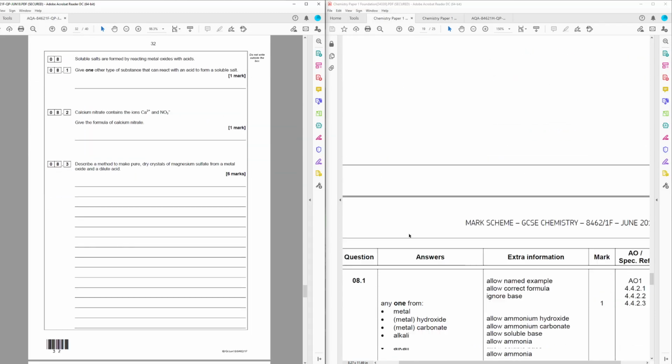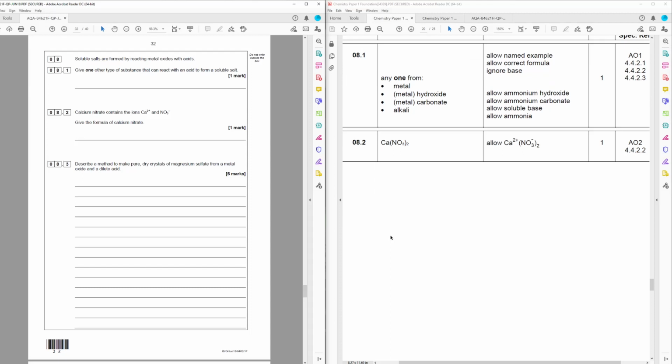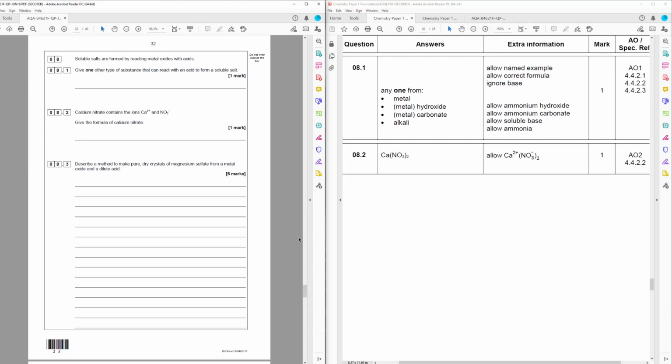And you did this one here, number 8. So give one other type of substance that can be reacted with an acid to form a soluble salt. So it says at the top, soluble salts are formed by reacting metal oxides with acids. So you can't say a metal oxide, and you can't name a metal oxide. But what you can do is say pretty much anything else. So a metal reacts with acids. A metal hydroxide, like we discussed earlier, like sodium hydroxide, is a very common one for that. Any metal carbonate, like sodium carbonate, or even saying an alkali.